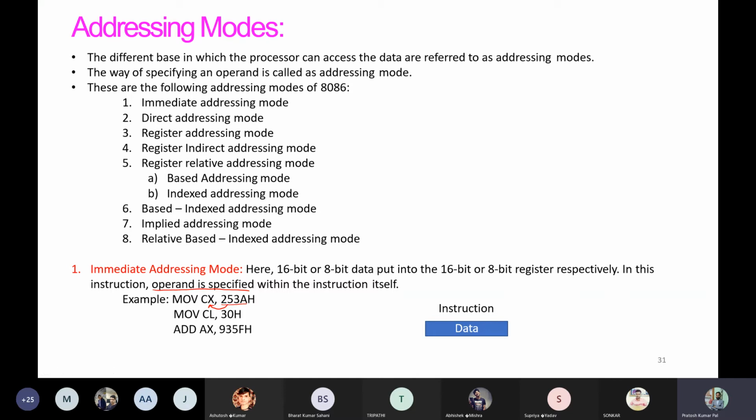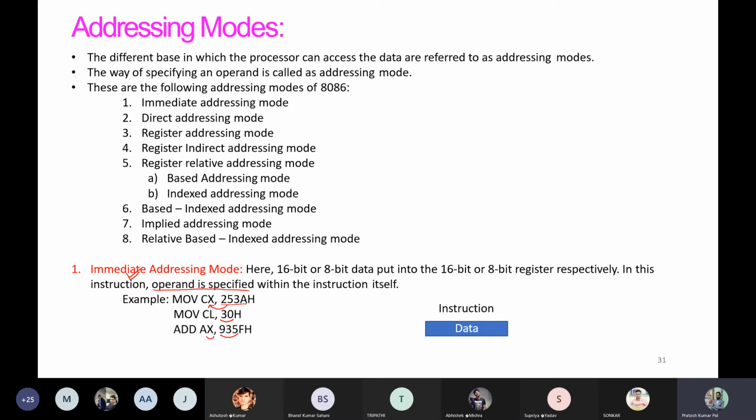So the data is available in the instruction. This is 30, which is 8-bit data. This 8-bit data needs to be moved into the CL register. Similarly, in the add instruction, these two will be added and the answer will be stored in the AX register. Whatever operand we need to operate on, the data is available in the instruction itself, immediately. So direct data is given; that is immediate addressing mode. The next one is direct addressing mode.